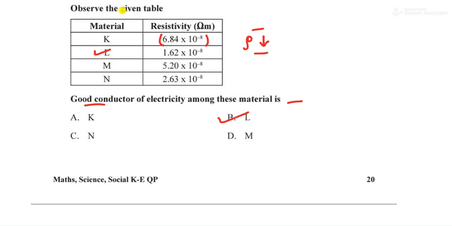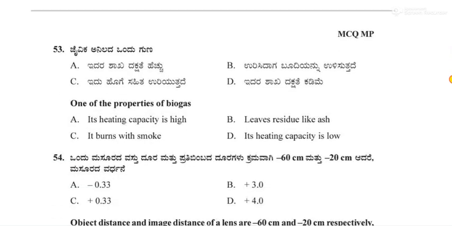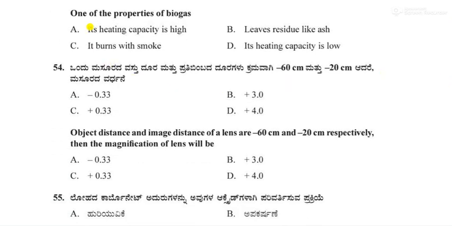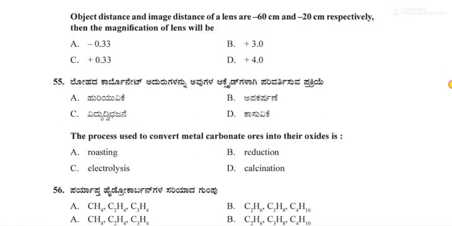Moving to our next question. Our next question is question number 53. One of the properties of biogas is dash. Its heating capacity is high, leaves residues like ash, it burns with smoke, or its heating capacity is low. So it is option number A, its heating capacity is high. Next is question number 54.